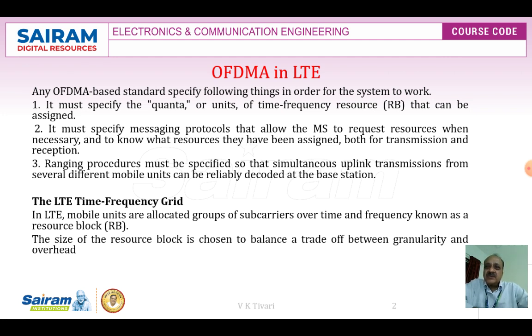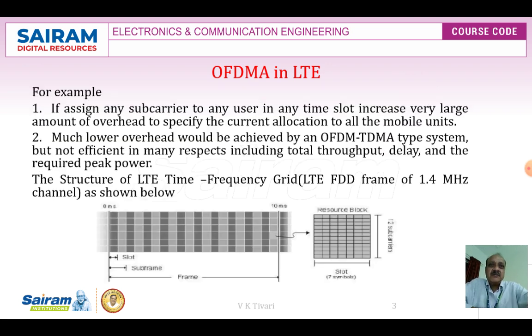The LTE time frequency grid. The LTE mobile units are allocated a group of subcarriers over time and frequency known as a resource block. The size of the resource block is chosen to balance the trade-off between granularity and overhead. It is shown in the diagram. For example, allocating individual subcarriers in any time slot would create a very large amount of overhead for allocation to all the mobile units.